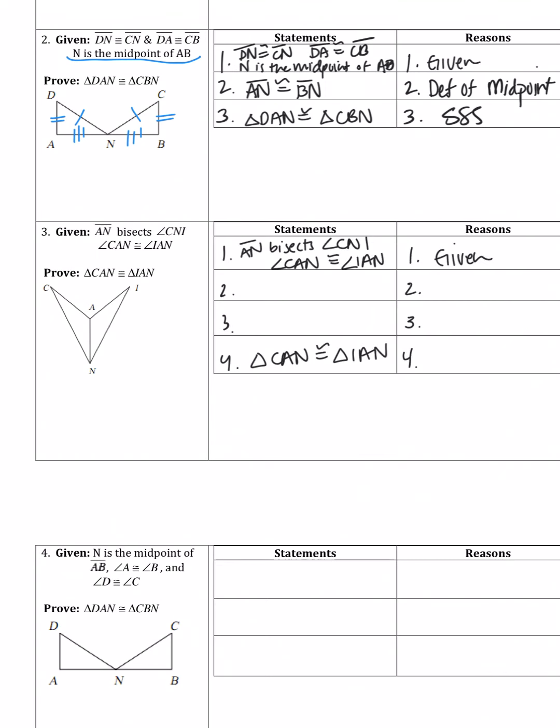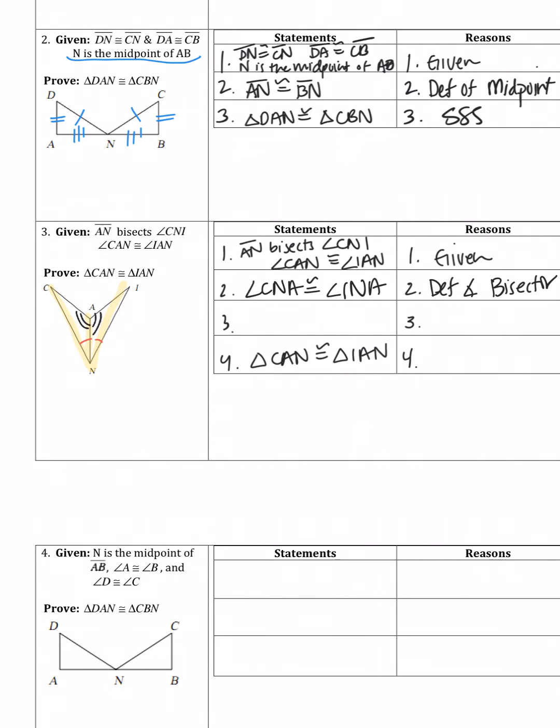All right, let's mark the given information. AN bisects angle CNI. So AN cuts that big angle in half. So that tells me these two angles are congruent. So I can conclude angle CNA is congruent to angle INA by the definition of an angle bisector. That's what an angle bisector does. It cuts an angle in half. Okay, angle CAN is congruent to IAN.